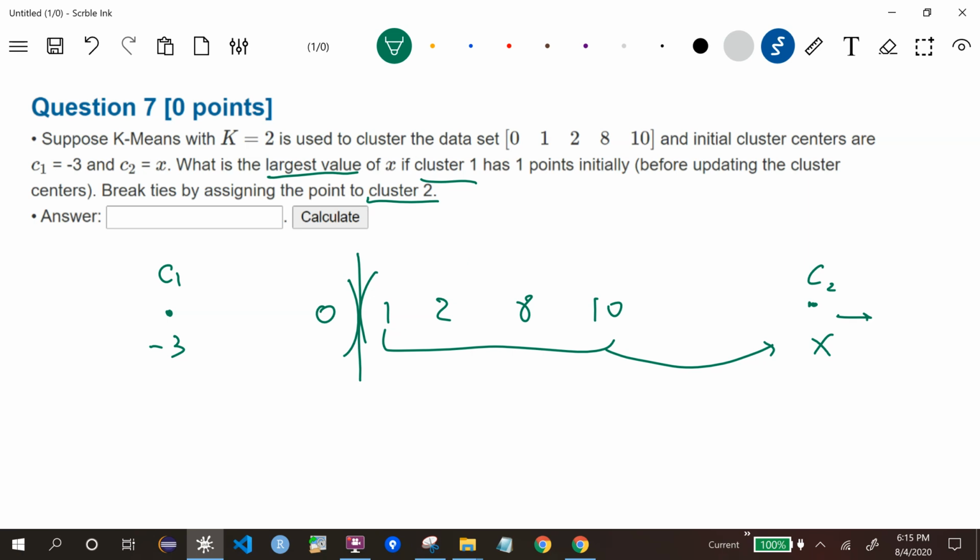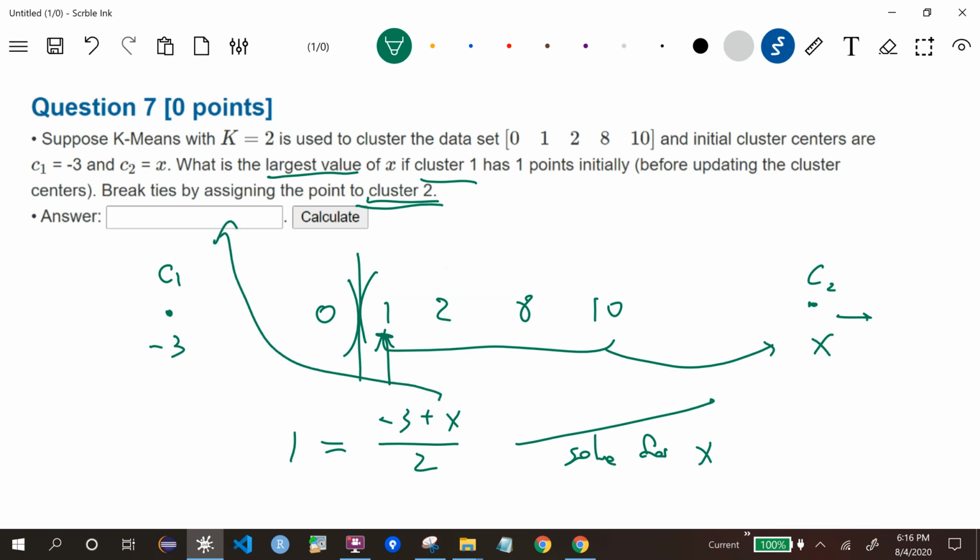So the rightmost position, or the largest value, is basically move it such that this 1 point is equally distant from C1 and C2. And in that case, because of the tie-breaking rule, it will be assigned to cluster 2. So the expression for this is 1 should be equally distant, which is the midpoint between C1 and C2. And given this, you can solve for x. And that will be the solution to this question.